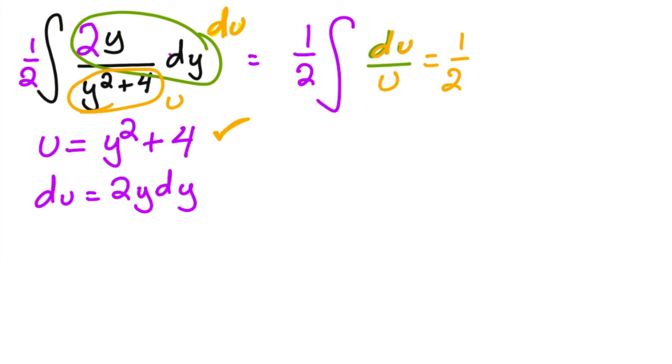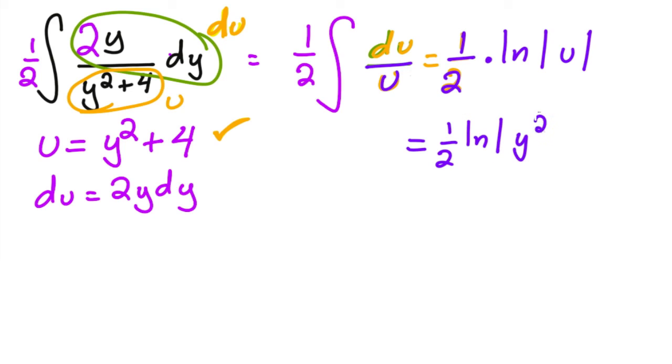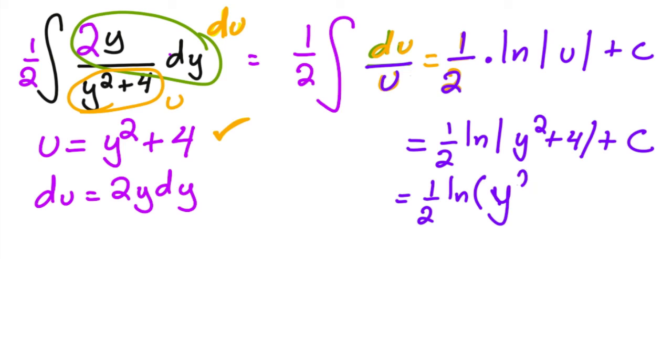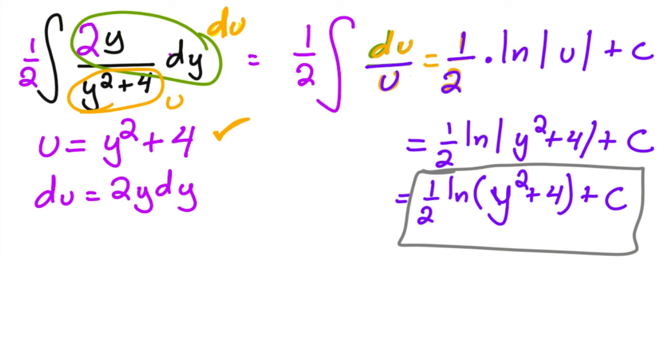This is 1/2 times the antiderivative of du over u, or also you can think of it as 1 over u. That's natural log of the absolute value of u. And so this is equal to 1/2 natural log of the absolute value of y squared plus 4 plus c. Sorry, I forgot the plus c here. And if you want to, in this case, you can get rid of the absolute value, because y squared plus 4 is always going to be positive. So you don't really need it. But it's also not incorrect to leave it there. And that's it.